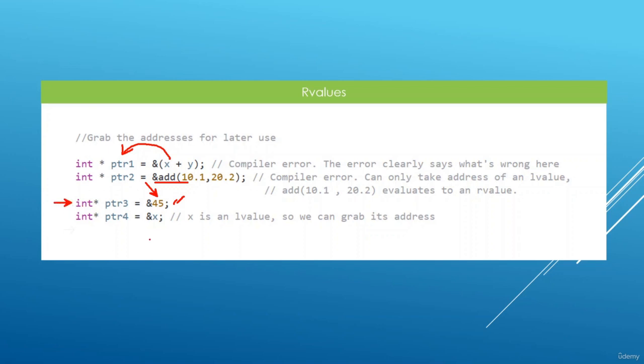But if we grab the address of an L value, for example, X here, and try to store this in a pointer, this is going to work because an L value is meant to be living for a long time in your C++ program. Now that you know this, we're going to head over to Visual Studio Code and play with these things a little more.